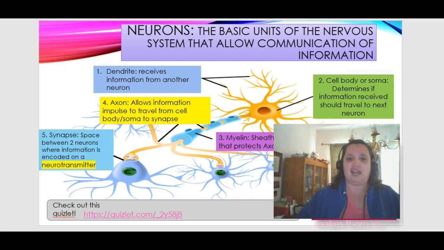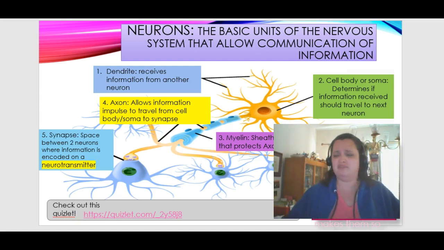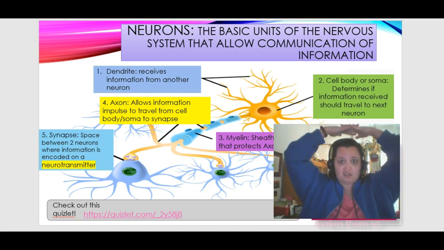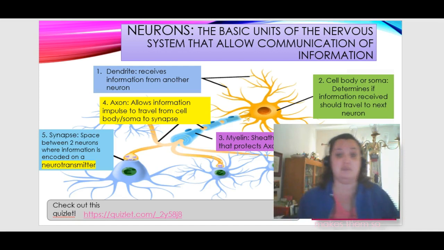All right, and last but not least are neurons. What are neurons? Neurons are the basic units of the nervous system. They allow communication of information around our brain and our body. One neuron by itself is not very smart, but you put a whole network of neurons together. I did this in class the other day and people thought it was awesome, but you put that whole network of neurons together and suddenly you've got a supercomputer that is unable to be beat.